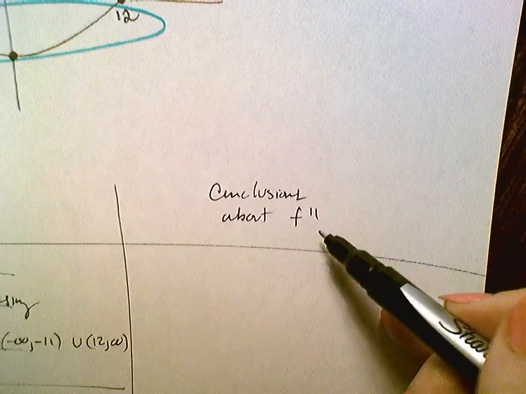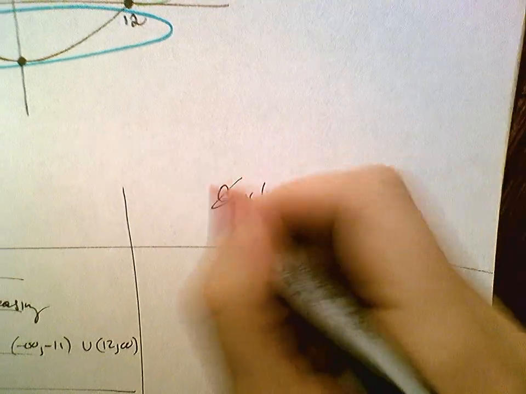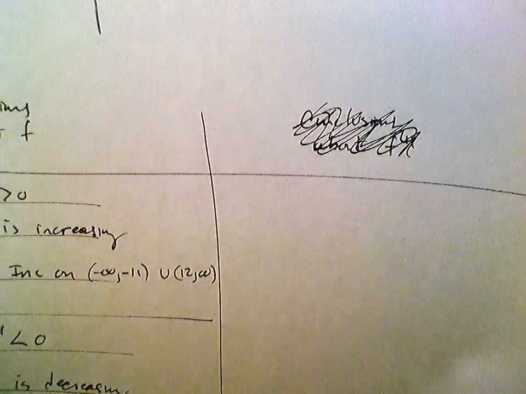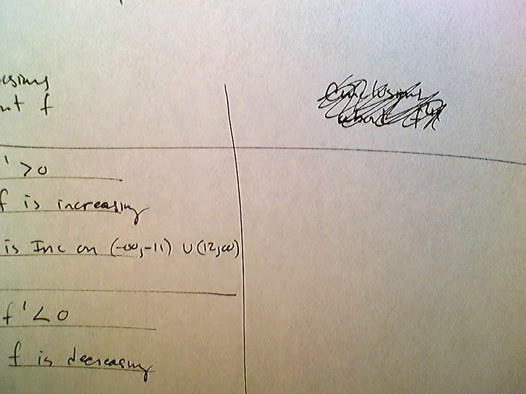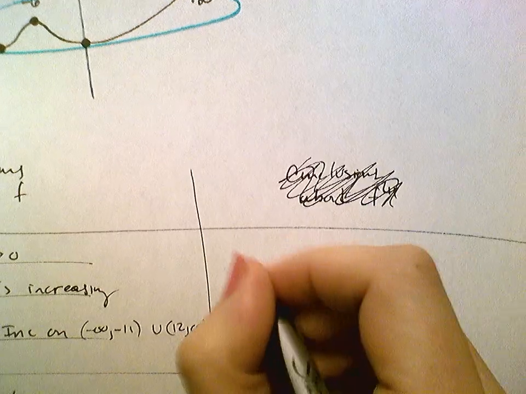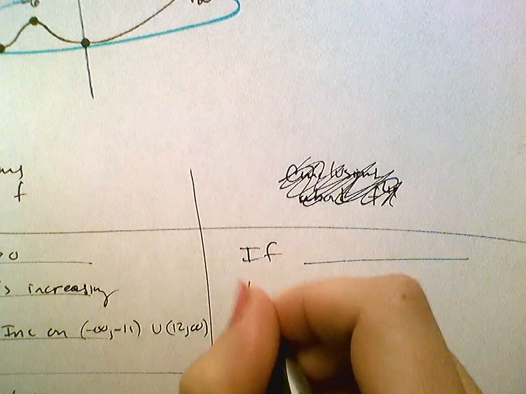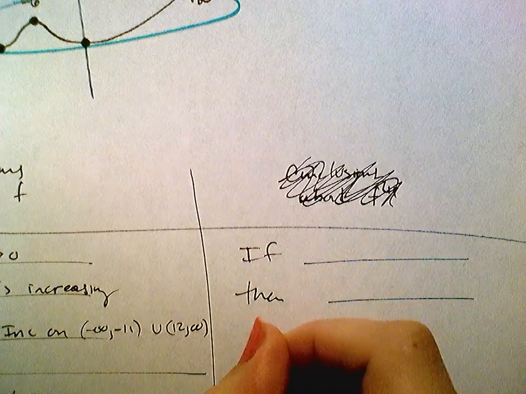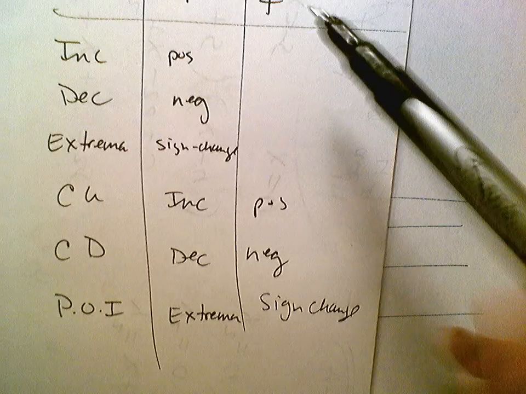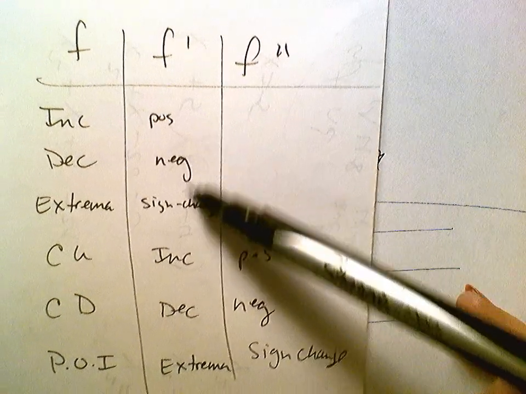Okay, now, I'm changing my mind. We won't do conclusions about f double prime. We'll just keep going with conclusions about f. Okay, so let's do another. If blank, then blank, therefore blank. We're working our way down the f prime column.